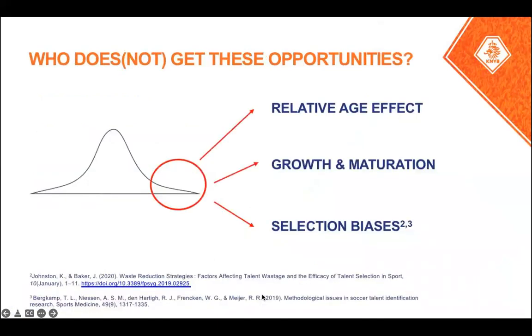And who does not get the opportunities and who does get the opportunities within your environments as a result of relative age effects, growth and early maturation, or selection biases. And selection bias is a key one. And you can see 2 research articles there that I would really encourage you to look at that have looked at the efficacy of talent selection in sport. And again, some of the methods that are used in football, in soccer, moving forward.